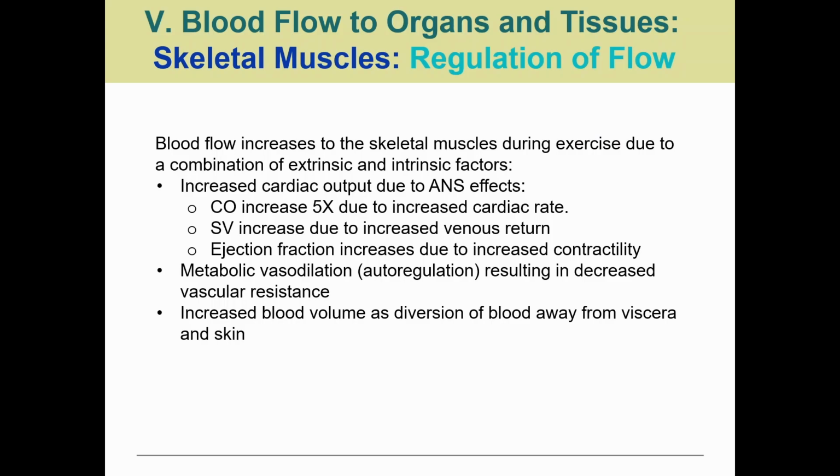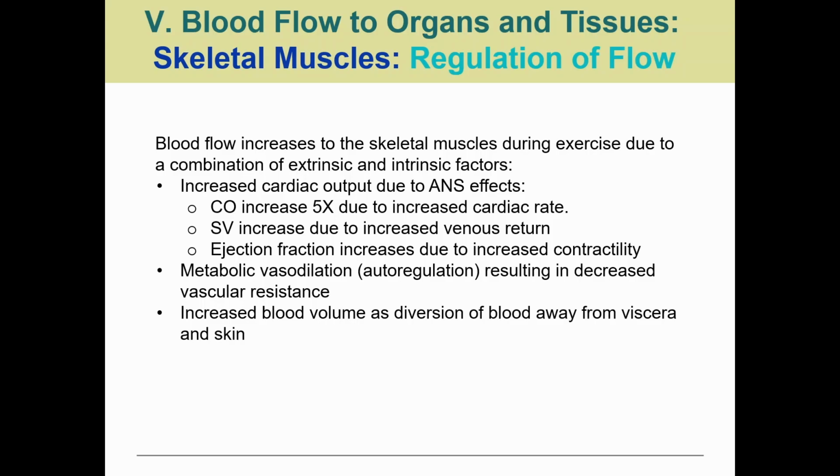If we look at the skeletal muscles, again, this depends on whether or not we're exercising. So there's a few things that go into it. We have an increase in cardiac output during exercise because of the autonomic nervous system, right? The cardiac output's going to increase a lot because we're increasing the cardiac rate. The stroke volume is going to increase because of the increased venous return. The ejection fraction increases because of the increased contractility. And then the metabolic vasodilation is going to cause a decrease in resistance.